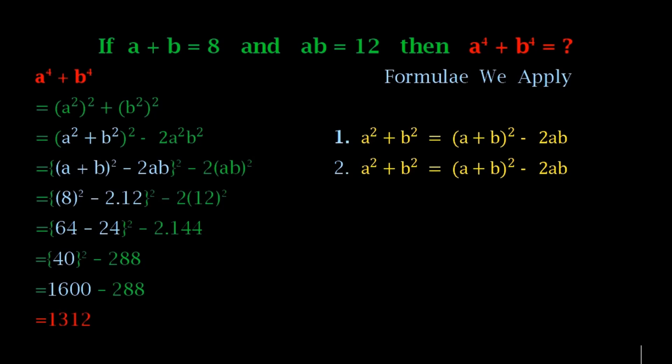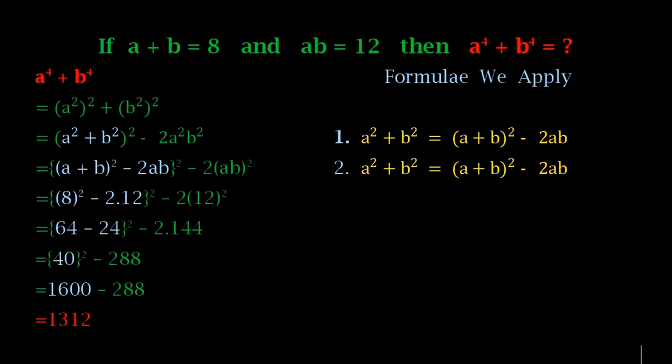And when we have a term like a to the power 4 plus b to the power 4, and after splitting we get (a square) whole square plus (b square) whole square, in every case we're going to apply the corollary: a square plus b square is equal to (a plus b) whole square minus twice ab. I repeat, for the index 4 or for the index 8, in every case we're going to apply this corollary. So let's see what happens.